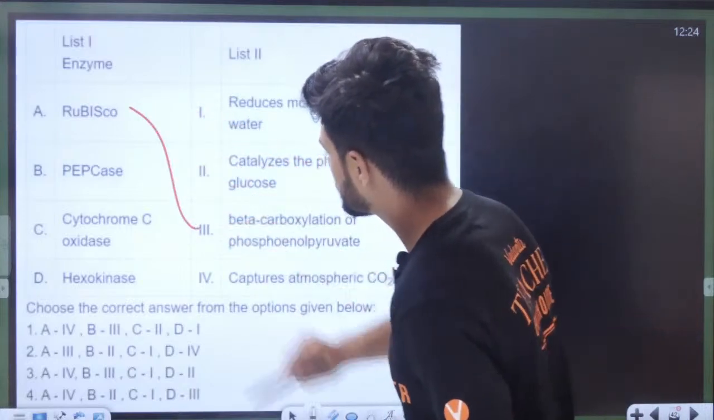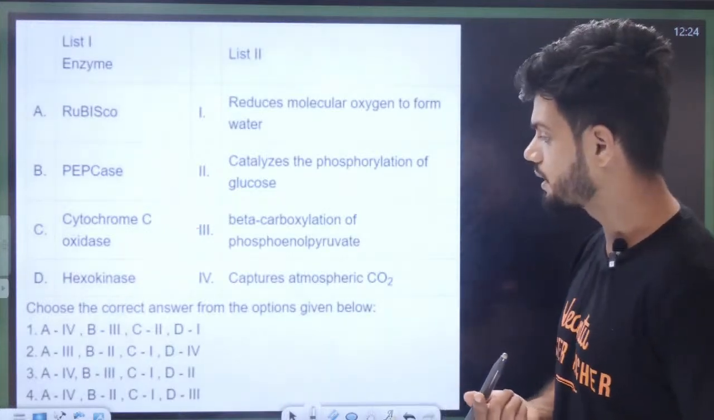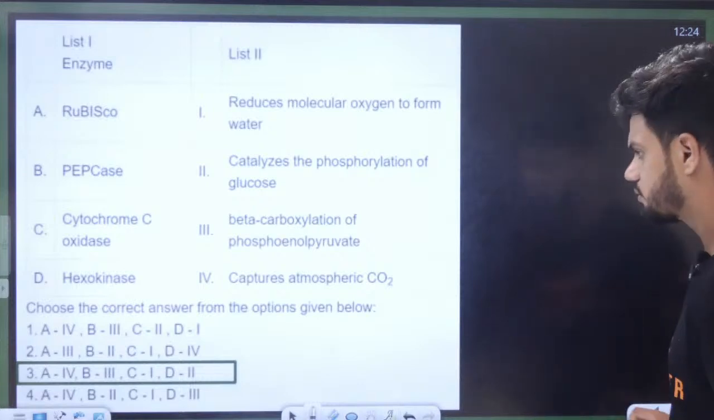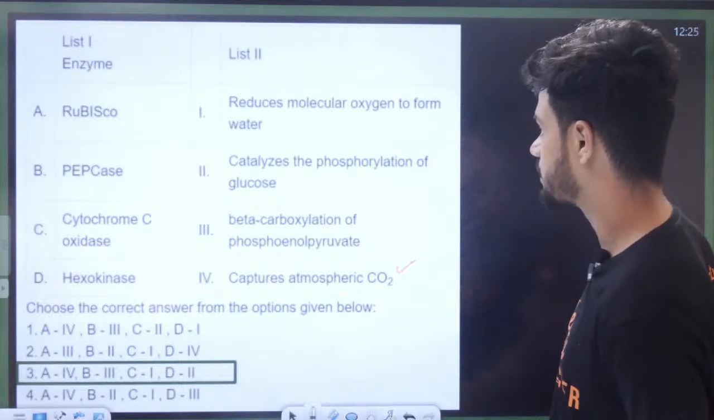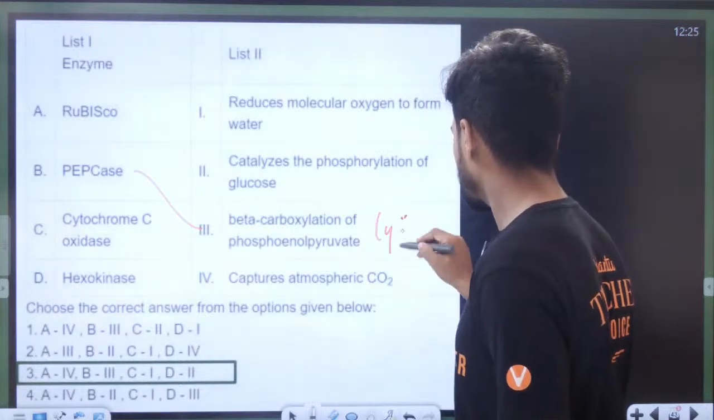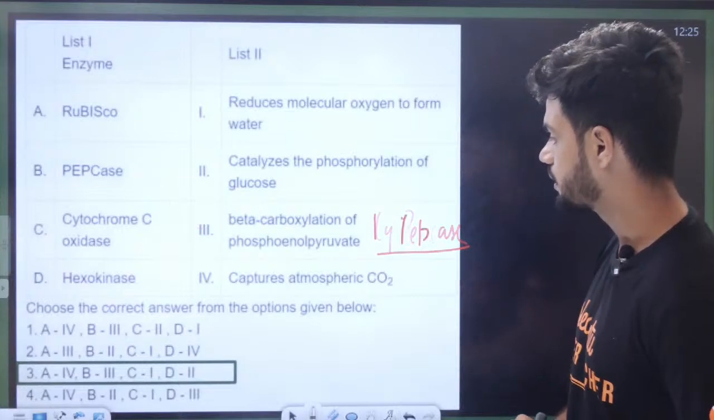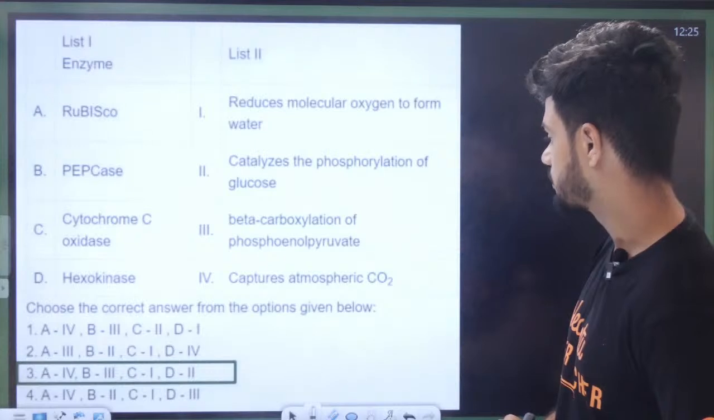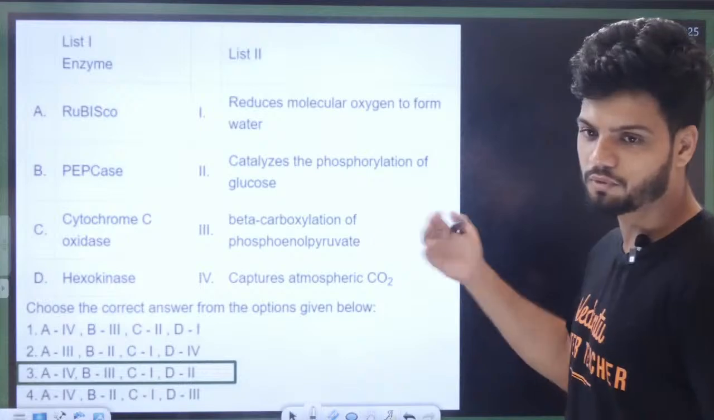So here is the first one. Only one option is there. Sorry, beta carboxylation is different. It is PEPcase. In C4 we have PEPcase. Yes. A is going to be 4. B is going to be 3. Okay, minus 1 for me.